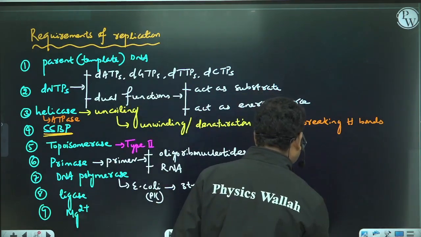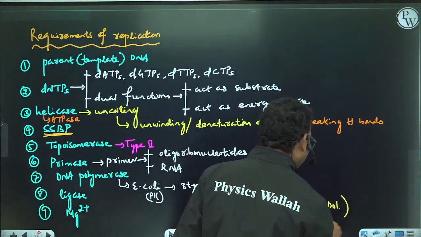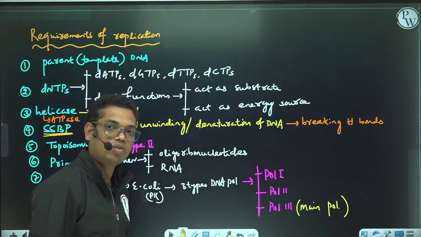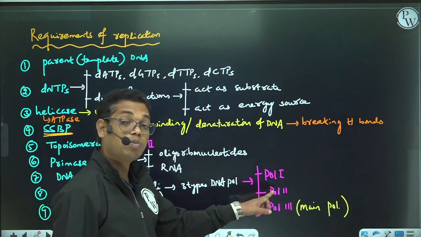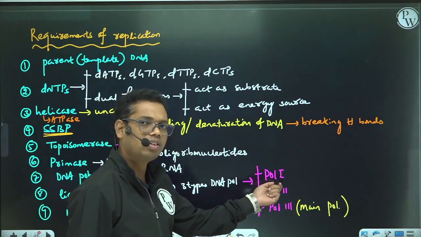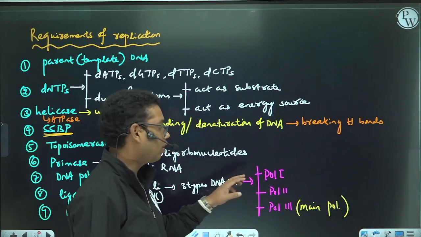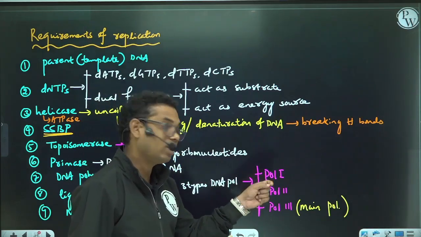The main polymerase enzyme is DNA polymerase 3. DNA polymerase 3 is the main enzyme. So what about polymerase first? It is responsible for removing the primer and replacing it with DNA, because the primer is made up of RNA. So the RNA of the primer is removed and replaced by DNA by DNA polymerase first.